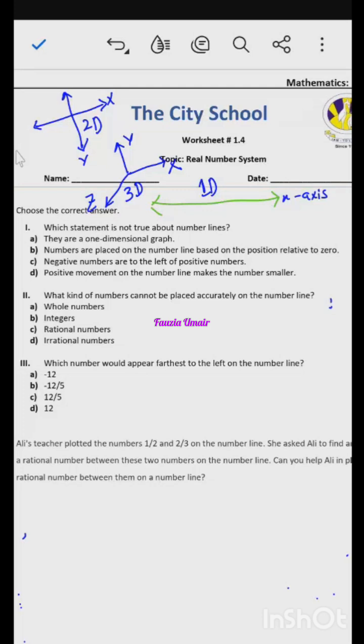Okay. Now part B: numbers are placed on the number line based on the position relative to 0. So what do you think? Is this statement true, that numbers are placed with reference to 0? Like this is a 0. So we place the numbers with reference to 0. Is it true? Anyone?